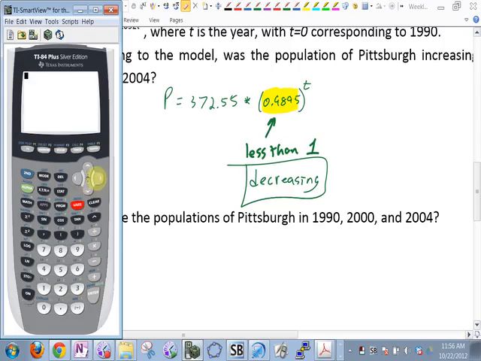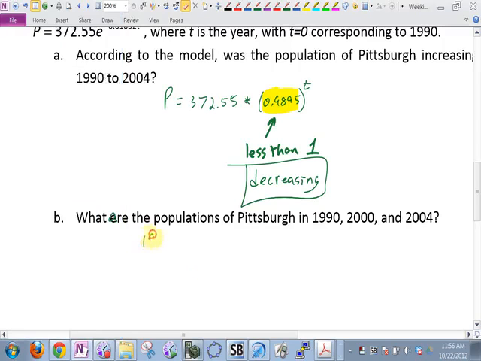And if you go to vars, yvars, functions, you can select y1, and you can plug in whatever number you want. So I'm going to say, what is y1 of 0? That's for the year 1990, and it actually gives me 372.55. So that means in 1990, the population was 372,550.